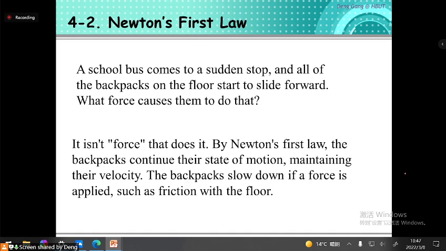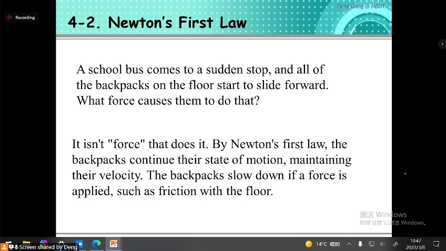But if it is a frictionless surface, it will keep on moving. And that's the same reason why you will go forward. And you need the extra force to stop that. If there's no extra force, you will keep on moving. You will move forward.